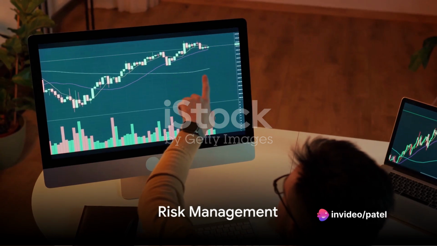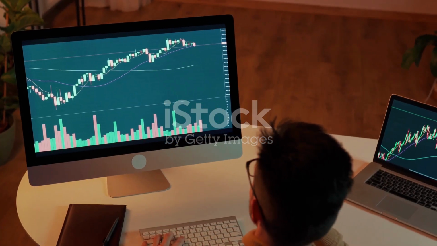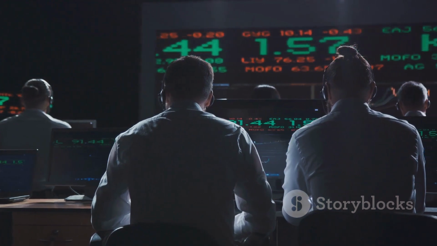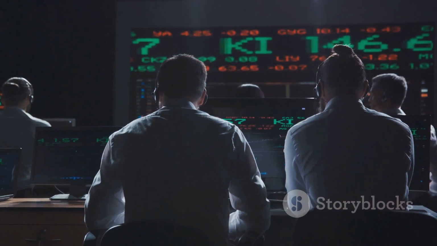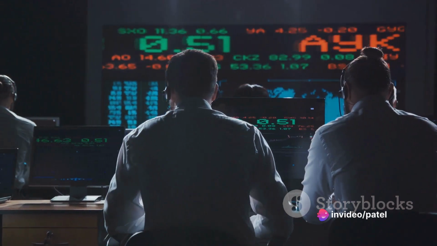In trading, sometimes the best offense is a good defense. Let's talk about risk management. Risk management, in essence, is the art of not losing. It's the safety net that catches you when the market doesn't behave as you expected.